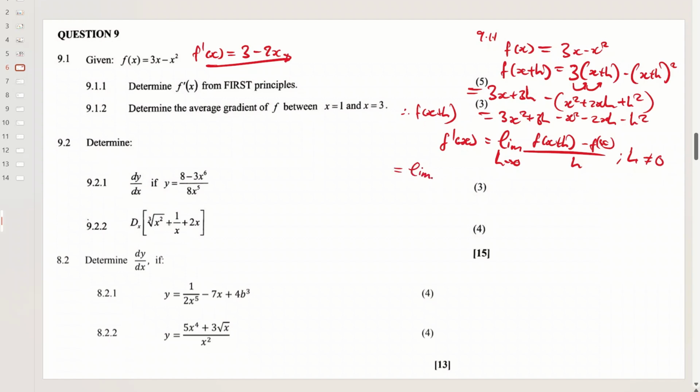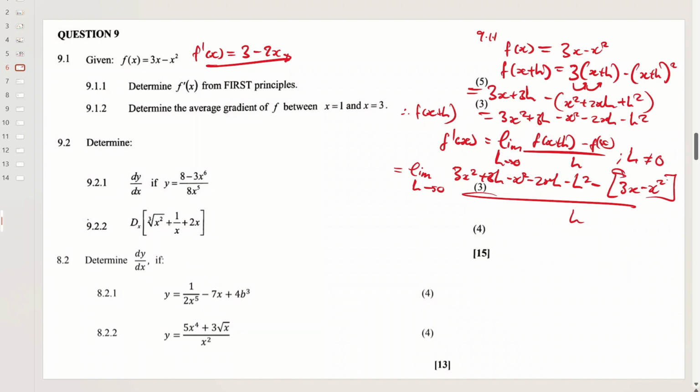The limit as h approaches 0 of 3x squared plus 3h minus x squared minus 2xh minus h squared, minus, protect the original function, 3x minus x squared, everything divided by h. So now, when you distribute the negative inside, you'll have negative 3x plus x squared. Did I miss something? Where is this negative 3x squared coming from? I can see that I made an error there.